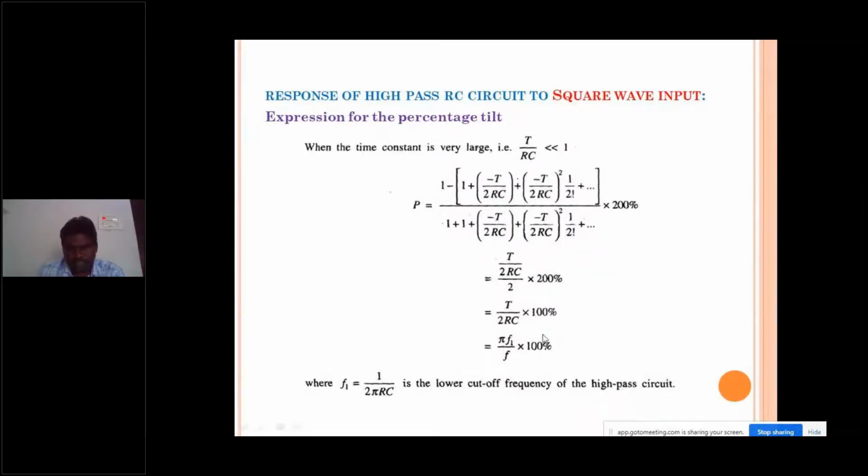So the percentage tilt is in terms of frequencies. With lower cutoff frequency f1, it is simply given as pi into f1 by f into 100. Or otherwise I can also write it in terms of T like this: P is equal to T by 2RC into 100. This is the percentage tilt. So this is a very important derivation or expression for your exams.